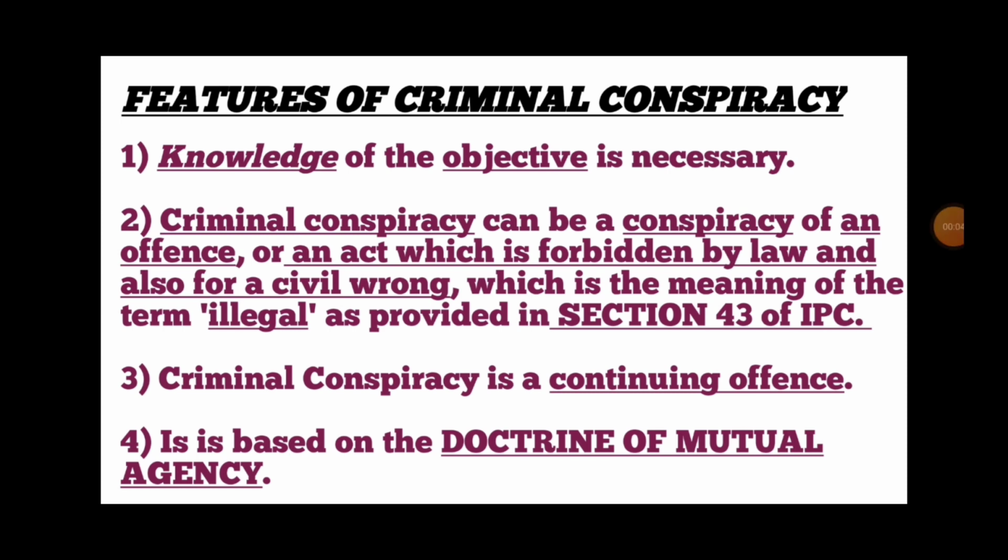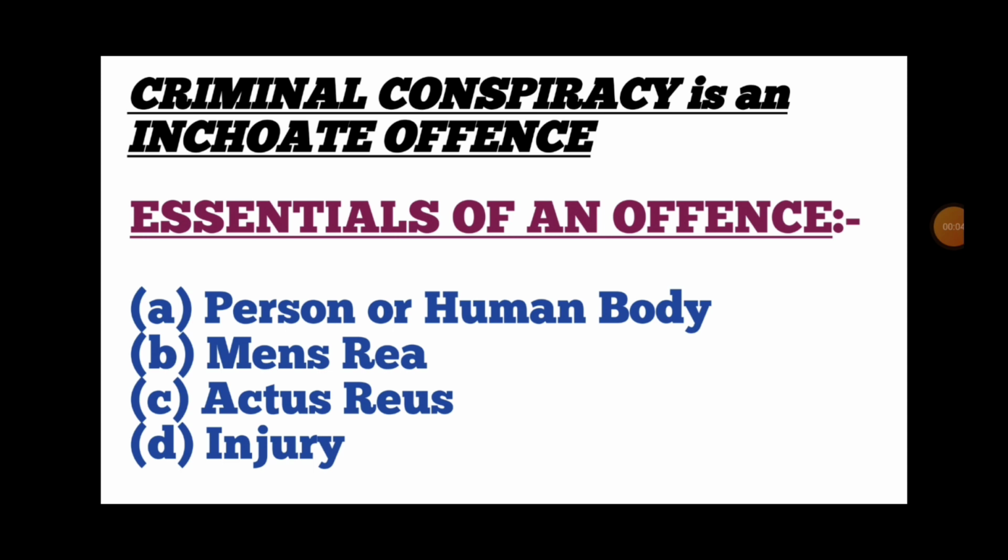Fourth point, it is based on the doctrine of mutual agency, which means that criminal conspiracy is based on the idea of joint or mutual agency. So every conspirator is liable for anything done by any other conspirator in furtherance of any common objective or common object. It means that it gives the concept of joint liability. Now we will discuss that criminal conspiracy is an inchoate offense, which means an incomplete offense.